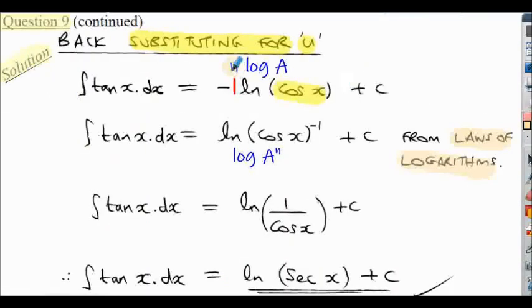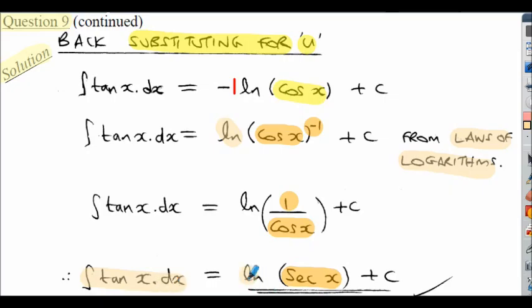So here we've got the n multiplied by log of a, -1 multiplied by log of cos x, and we're now writing it in the form of log of a to the power of n, ln cos x to the -1, and cos x to the -1 is actually the reciprocal of cos, shown here. And of course 1 upon cos is actually sec x. So we have a final solution that the integral of tan x with respect to x is equal to ln sec x plus c. That's the full worked solution for question 9.